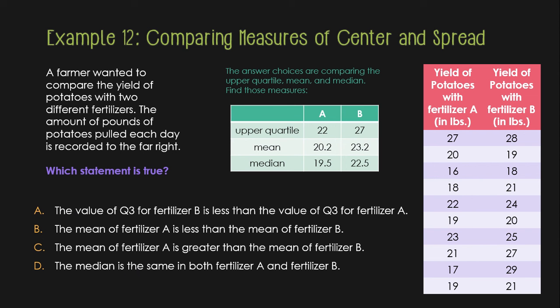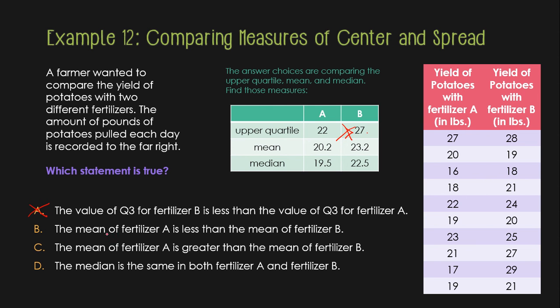But now I want to look at the list of my statements to see which one is correct. So here it says the value of Q3, or the third quartile for fertilizer B, is less than the value of Q3 for fertilizer A. Well, 22 is not greater than 27, or 27 is not less than 22. So that is a false statement. That is not true. Okay, that's not true.